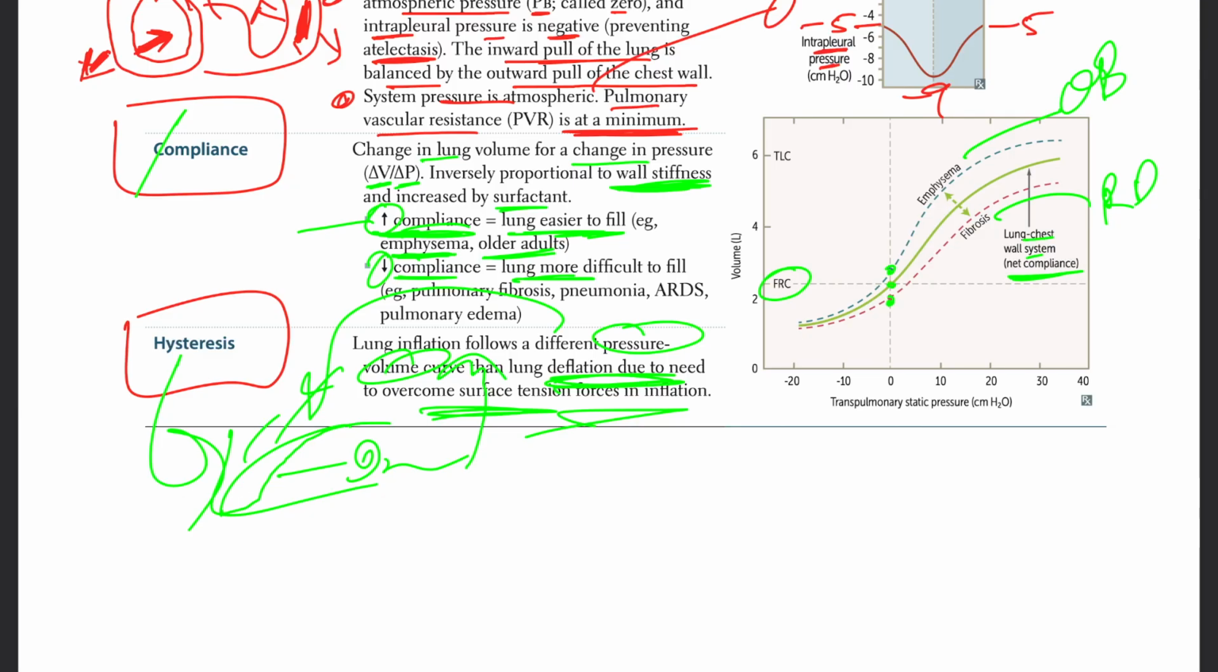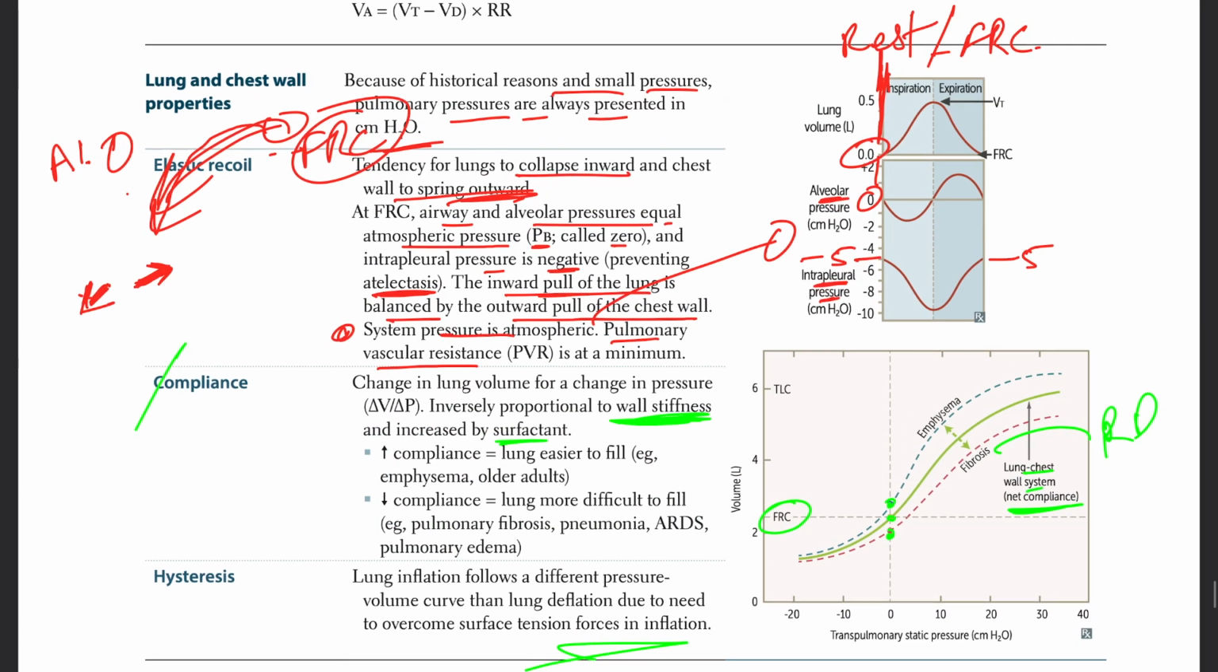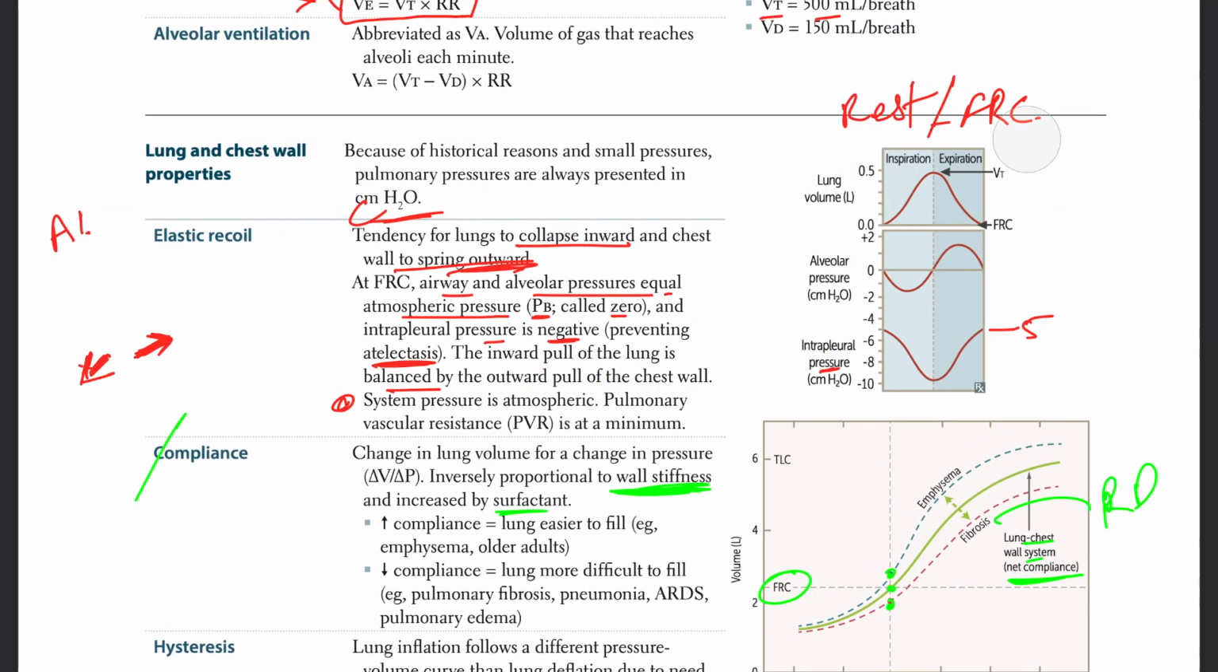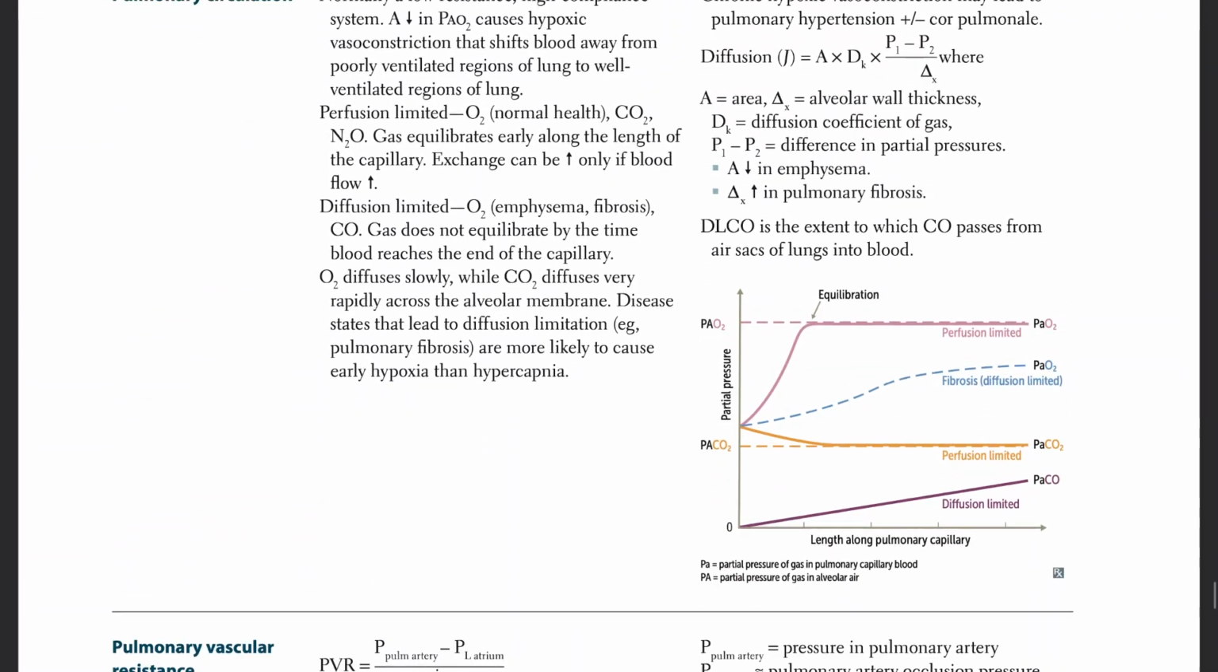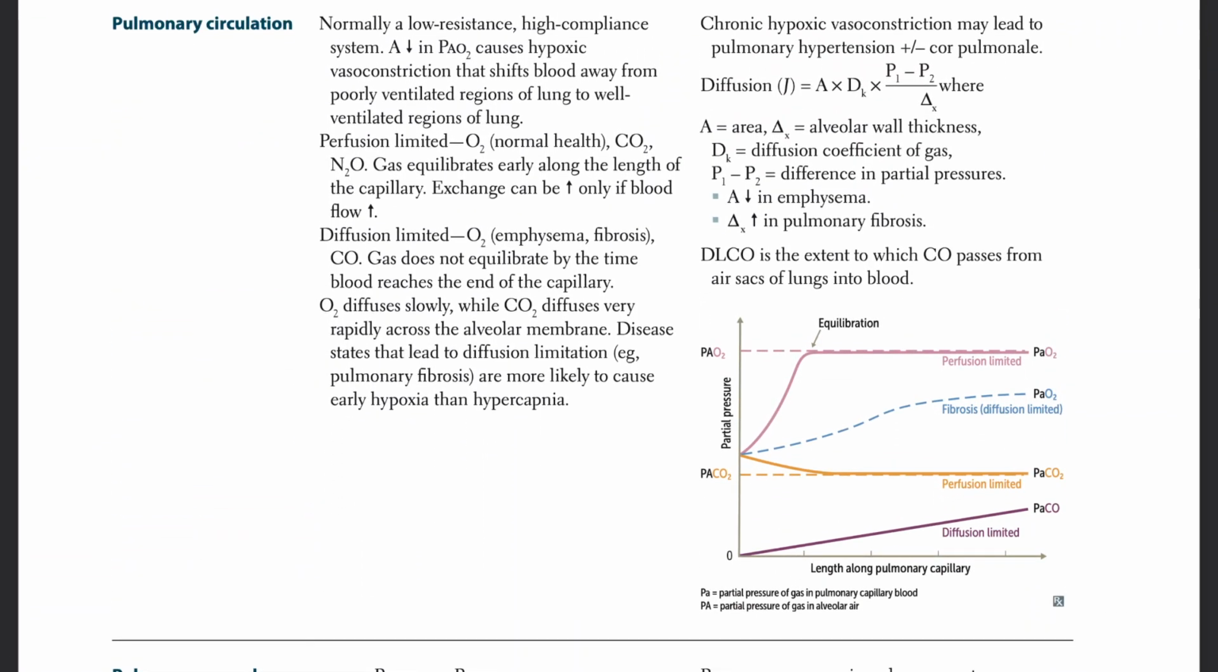Okay, that's all for this page. Let's move on with the next one. Pulmonary circulation. Normally, it's a low resistance, high compliance system.